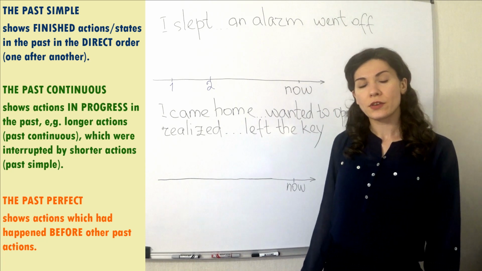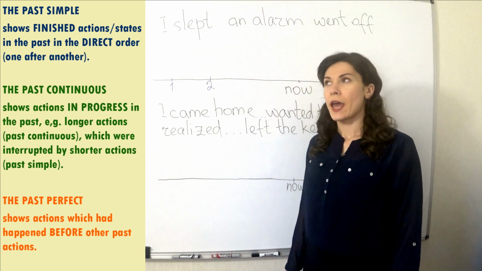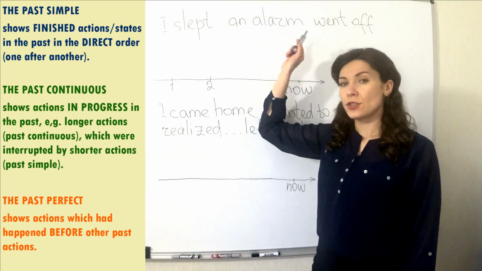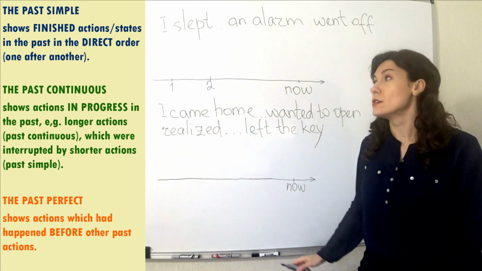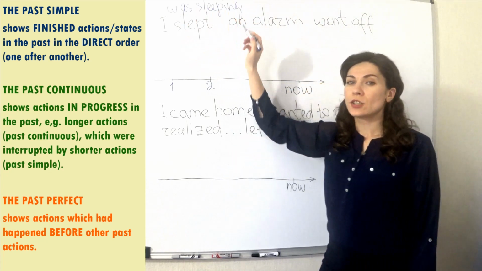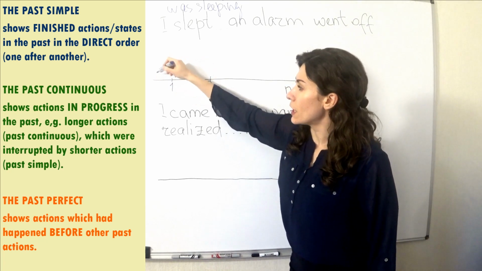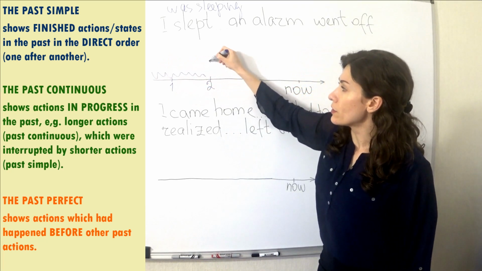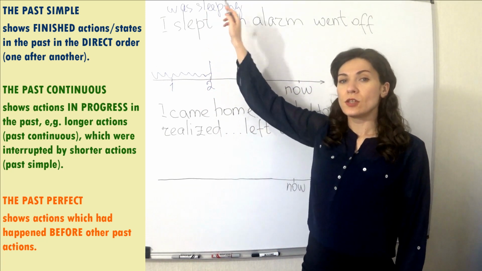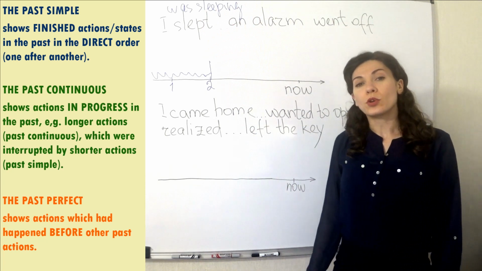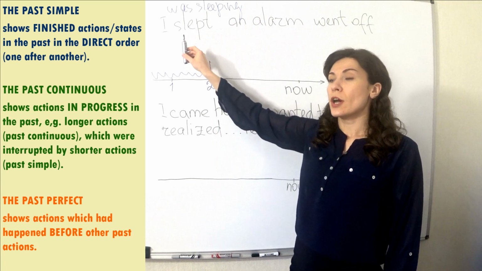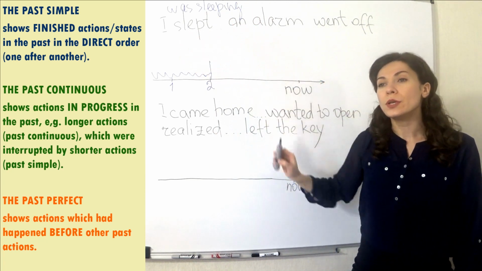What if I mean to say that my sleep was disrupted and the alarm went off in the middle of the night? I would need to change one of these tenses to the past continuous, and it will be I was sleeping, to show that this action was in progress. The first action was in progress when the second action interrupted the process. So the past continuous is used to describe actions in progress in the past, whereas the past simple describes actions which happen one after another, or completed actions.